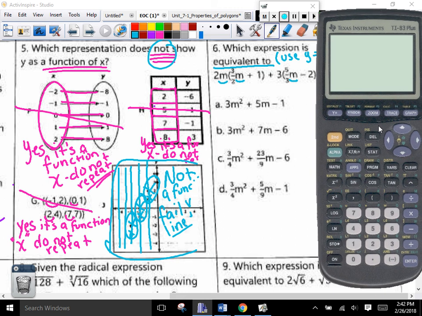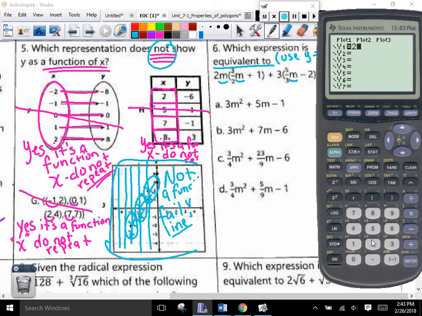Now remember, the only important thing about this is that we are adding parentheses every time that we see fractions. Otherwise, my questions are going to be wrong. So I'm going to turn on my calculator. I'm going to go to y equal, delete everything that I have. Remember, the problem goes on y1. So I'm going to put my problem on y1. The only thing that I'm going to change is instead of the letter m, I'm going to use the letter x on my calculator so I can read it perfectly.